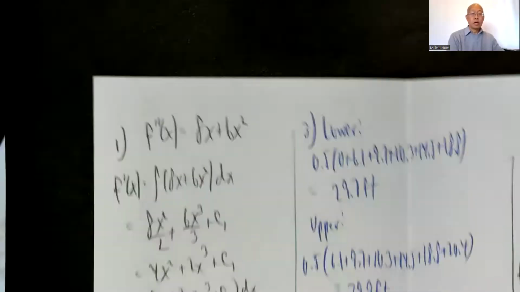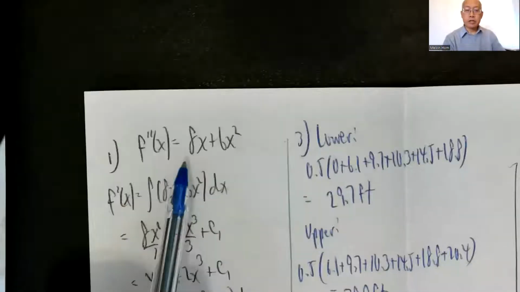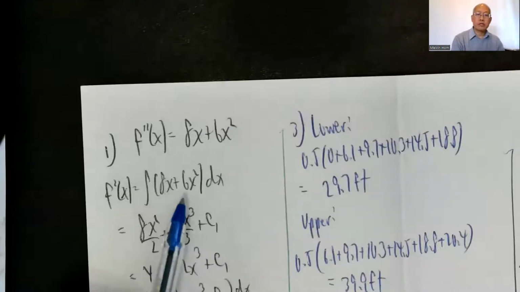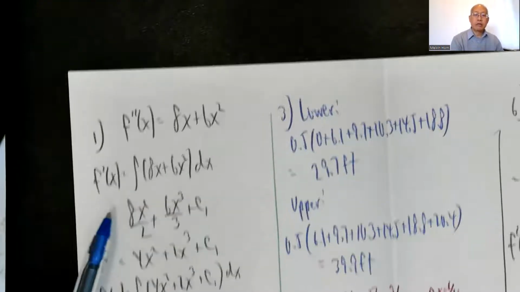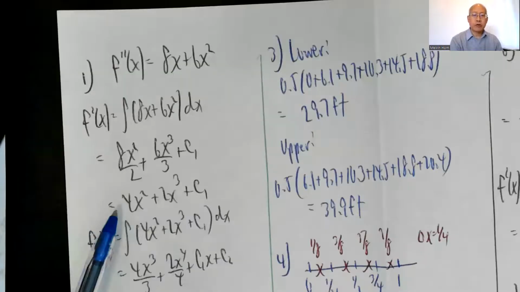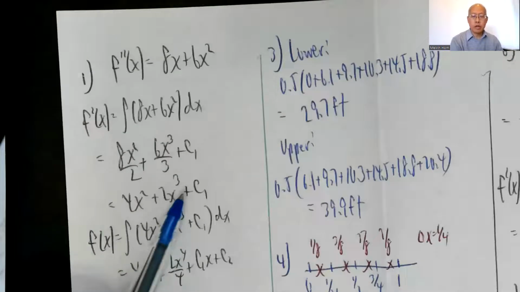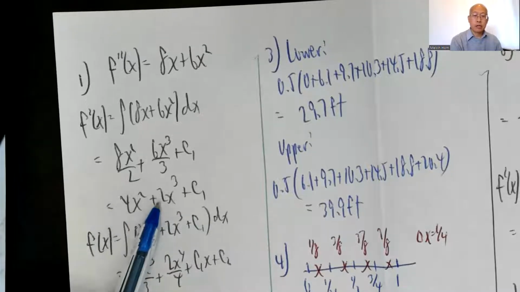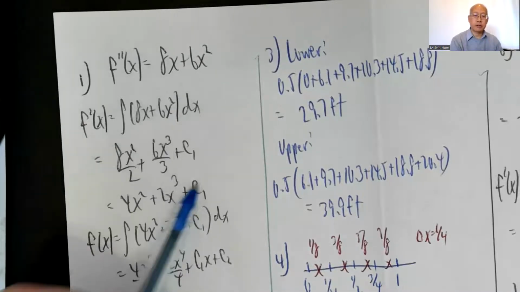Number 1, f double prime is 8x plus 6x squared. So I integrate once. F prime of x is the integral of 8x plus 6x squared dx. 8x squared over 2 plus 6x cubed over 3 plus c1 comes out to be 4x squared plus 2x cubed plus c1. By the way, you can double check by differentiation. The derivative of this is 8x plus 6x squared plus nothing.